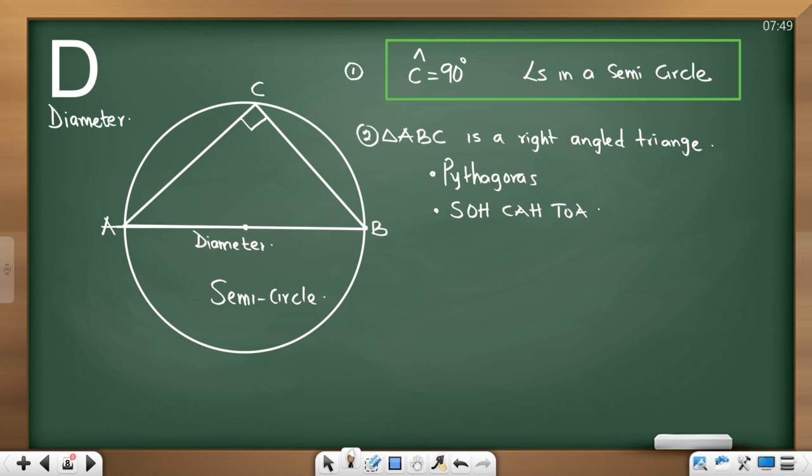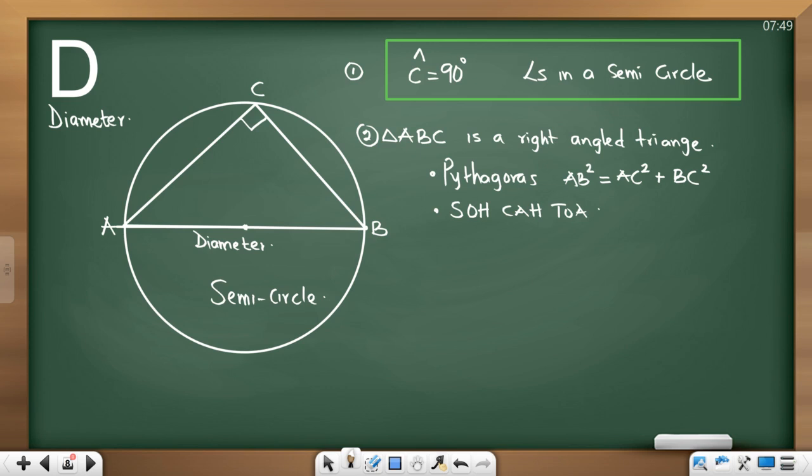For Pythagoras, AB becomes the hypotenuse. So AB squared equals AC squared plus BC squared. And the reason will be Pythagoras. And we can also bring in SOHCAHTOA. All right, so this is the first thing I'm going to be looking at, and I'll be looking at the next 3 or 4 in my next session.